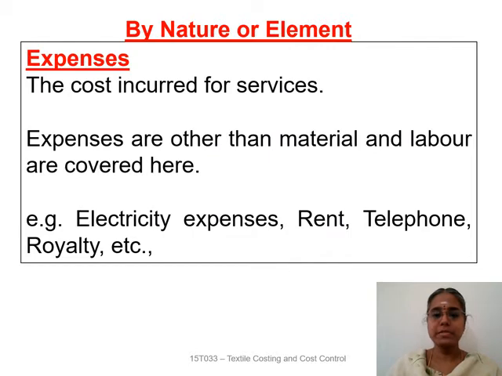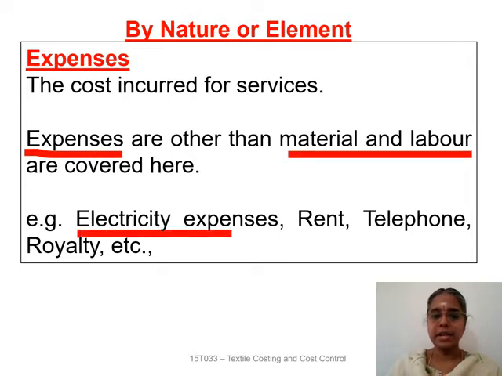So expenses are things that are not covered under material and labor. Examples are electricity expenses, rent, telephone, royalty. Say for producing a material, the design is patented by somebody. When you use the design, you have to pay for that.